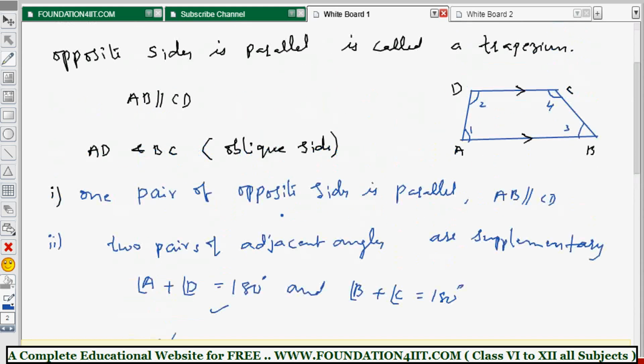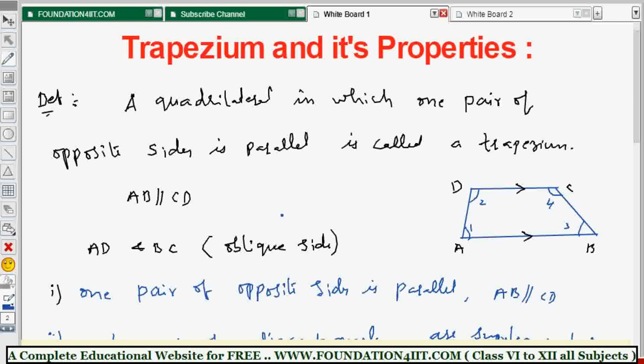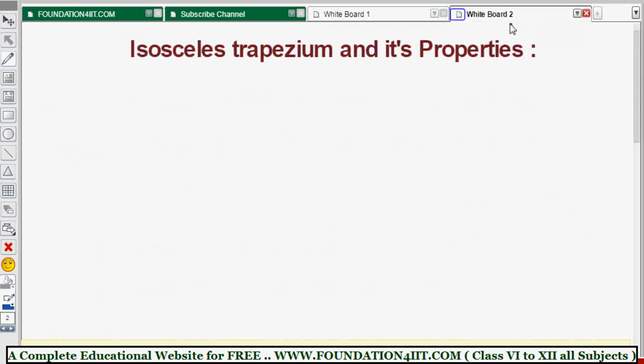This is a trapezium. One pair is parallel, we know that. In case the non-parallel sides, these oblique sides, are equal, we call it an isosceles trapezium. If the two non-parallel sides of a trapezium are equal, then it is known as an isosceles trapezium. Let me draw a diagram. We should take two parallel sides and the other non-parallel sides should be of equal measure.